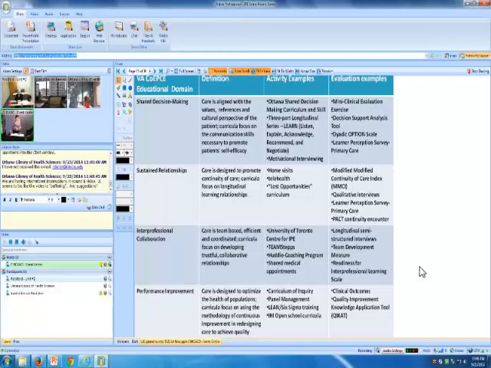So I'm going to give you a few examples. For shared decision making, this is where we've defined that care is aligned with the values, preferences, and cultural perspective of the patient, and the curricula should focus on communication skills necessary to promote the patient's self-efficacy. So motivational interviewing, everybody's trained on that, from the faculty to the staff to the trainees. That's been all part of our PACT transformation.